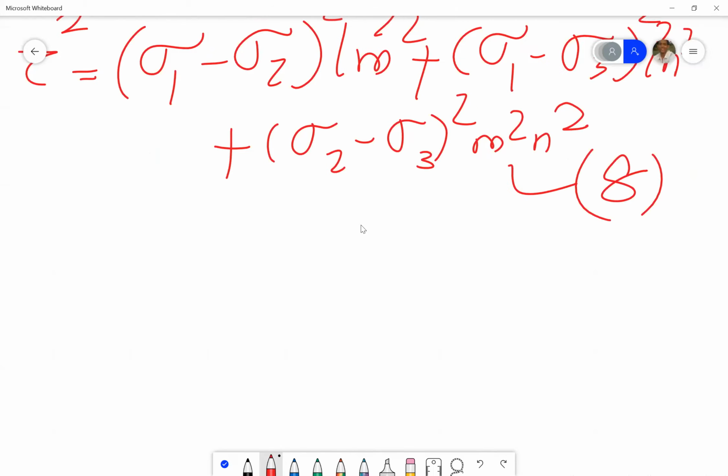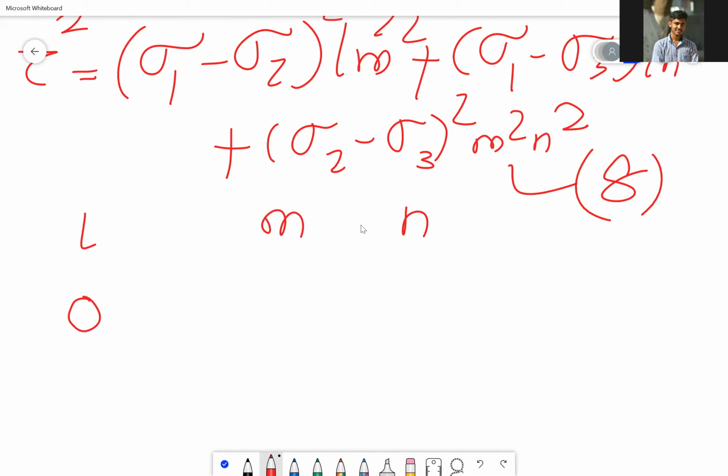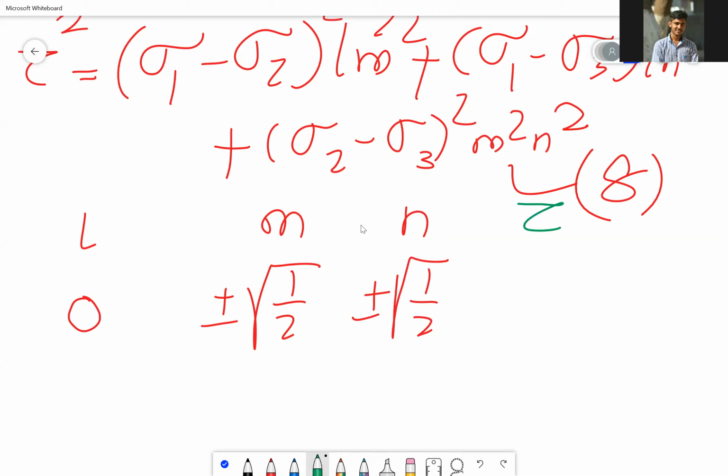See, L, M, and N here. If you put L equal to 0, the cosine angle first is 0, then M and N are plus or minus 1 by root 2. Then what will be the shear stress? The question is what will be the shear stress if we have these values: L is 0, M is 1 by root 2 and N is 1 by root 2. Then I put these values.